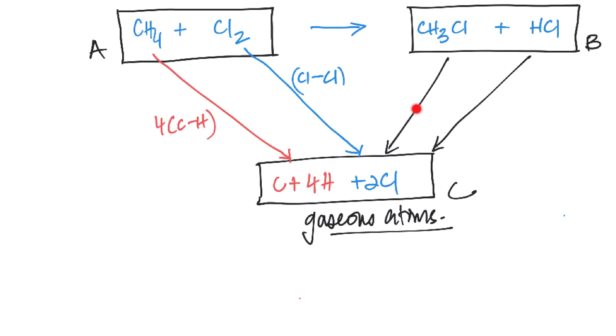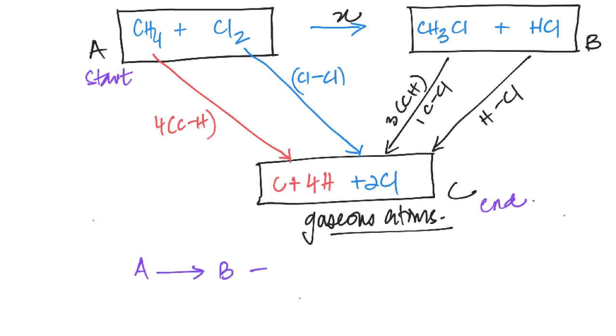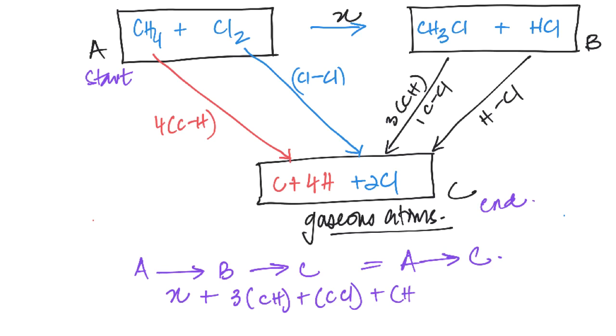And breaking of this arrow would be what energy? It would be 3 CH bonds and 1 CCl bond. And this would be 1 HCl. And this arrow is the one I do not know, so I call that X. Now in this regard, what is my start box? A. And what is my end box? C. So I can go from A to B to C, or I can directly go from A to C. So what is A to B? X. And B to C is 3 times CH, 1 times CCl and 1 times HCl.